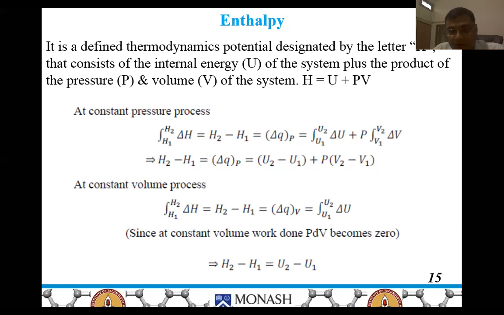Delta U from U1 to U2 will be calculated as U2 minus U1, plus P times integration V1 to V2 of delta V, which will be V2 minus V1. At a constant volume process, integration H1 to H2 of delta H will be H2 minus H1, equal to delta Q at constant volume, which will be equal to integration U1 to U2 of delta U, and since it's P delta V, P dV becomes zero at constant volume. So H2 minus H1 will be equal to U2 minus U1.